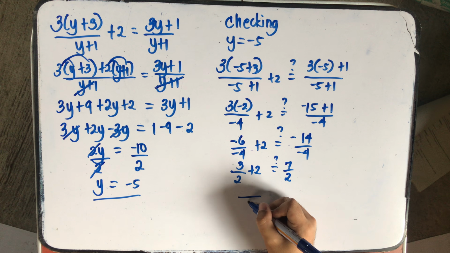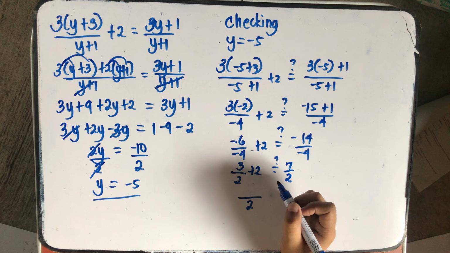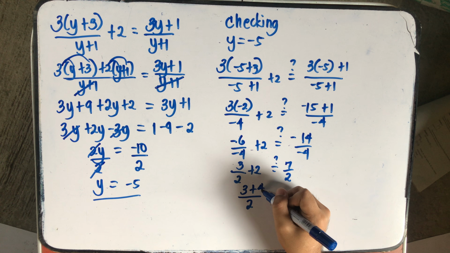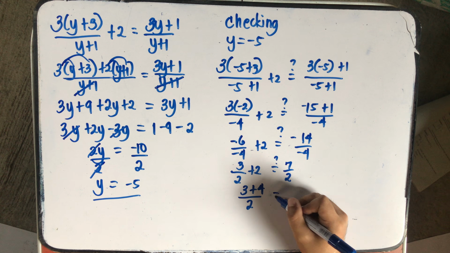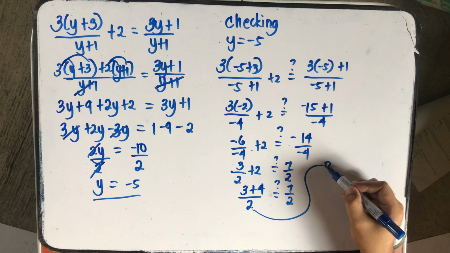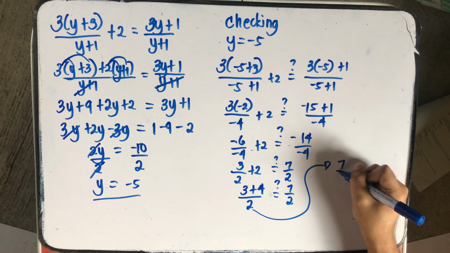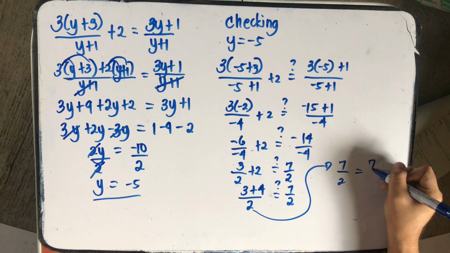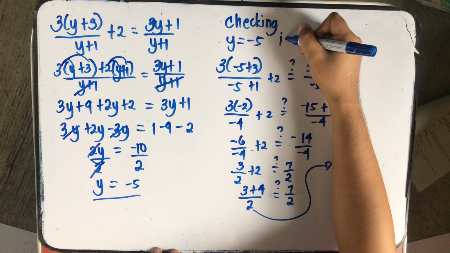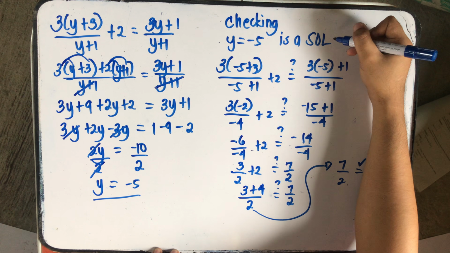So the left side LCD is 2. 2 divided by 2 is 1 times 3 plus 2 times 2 is equal to 4. Is it equal to 7 over 2? Therefore, 3 plus 4 is 7 over 2, which is just equal to 7 over 2. Therefore, y is equal to negative 5 is a solution.